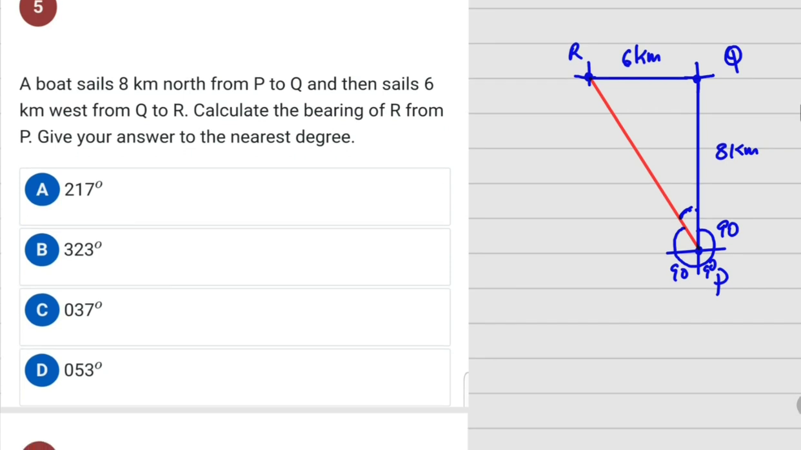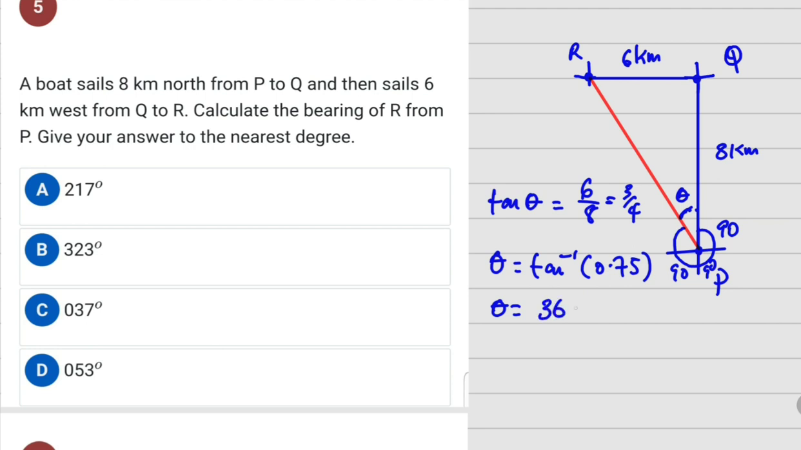So how can we calculate this? Now, check it out. If here is theta, then this is opposite and this is adjacent. So we have tan theta is equal to 6/8, which will be 3/4. So that is 0.75. So theta is going to be tan inverse of 0.75, and theta is equal to 36.9 to the nearest 0.1 degree.